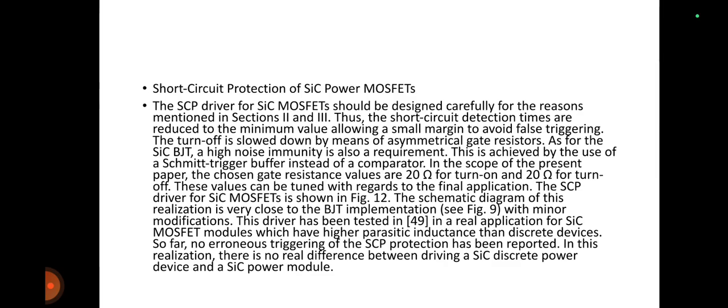Short circuit protection of SiC power MOSFETs. So here the SCP driver for SiC MOSFET should be designed carefully for the reasons mentioned in sections 2 and 3. Reduce it to the minimum value, allowing a small margin to avoid false triggering. The turn-off is slowed down by means of asymmetrical gate resistors. As for the SiC BJT, a high noise immunity is also required. In this realization, there is no real difference between driving a SiC discrete power device and a SiC power module.